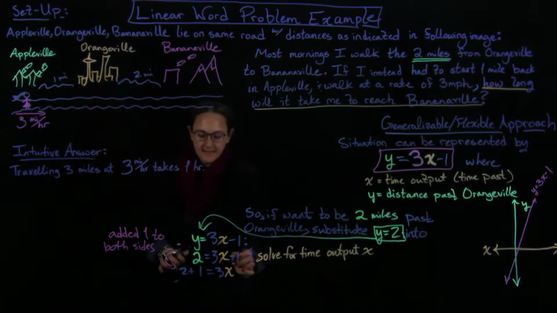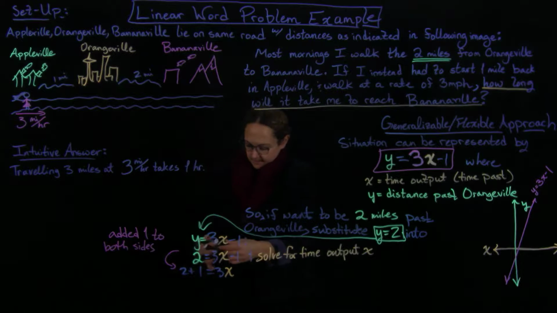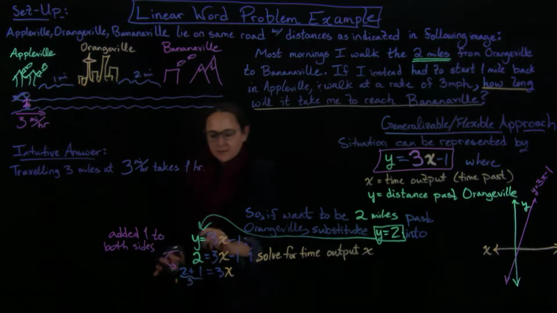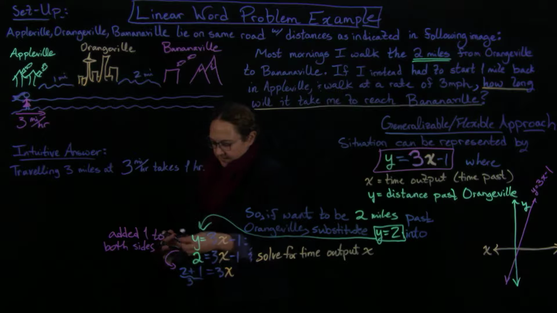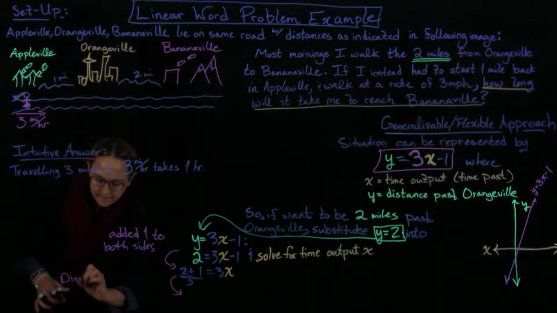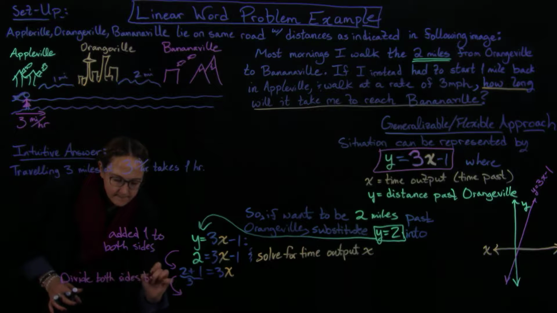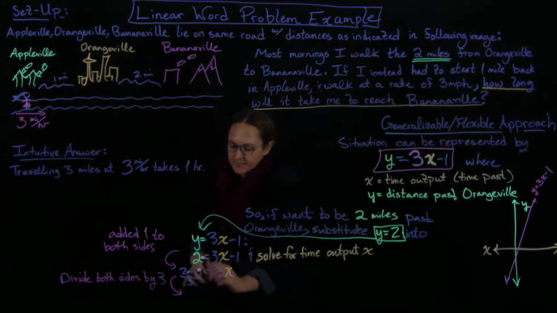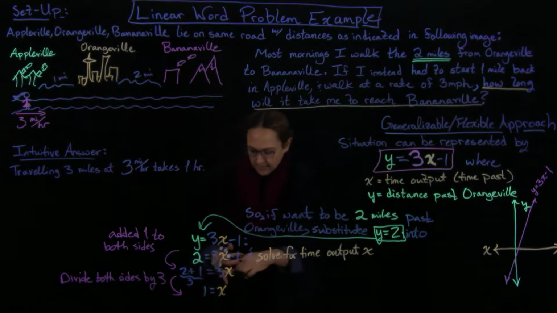Now I just need to isolate x, so I need to divide both sides by 3. This here is 3, so I have 3 equals 3x, and now I get that x equals 1 by dividing both sides by 3. So I have 3 equals 3x, I divide both sides by 3, and I get 1 equals x.